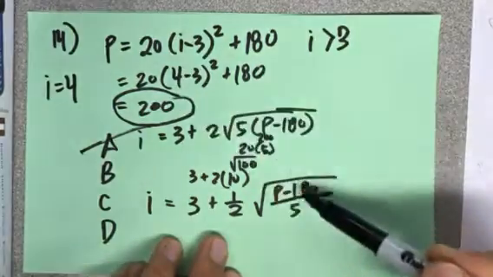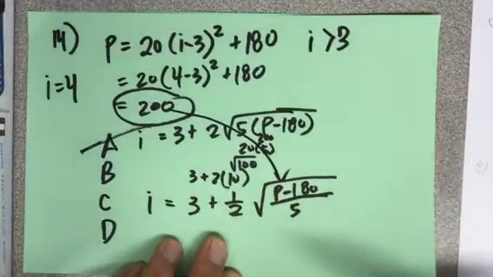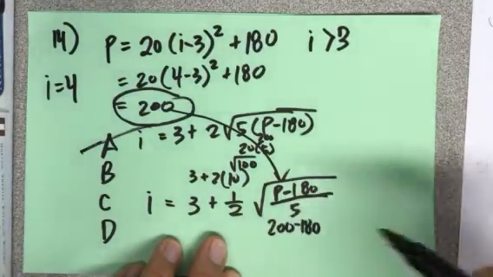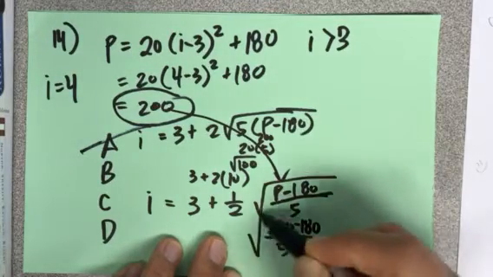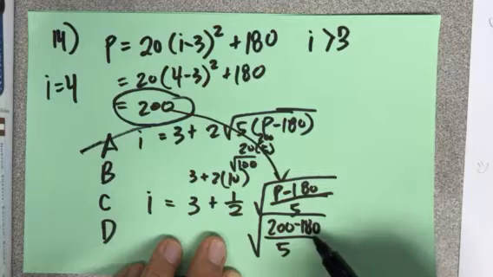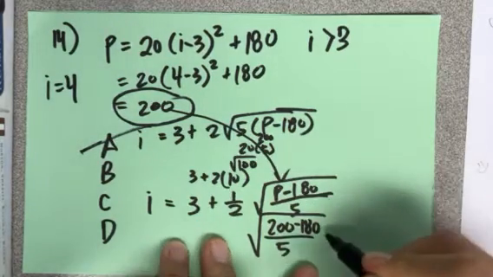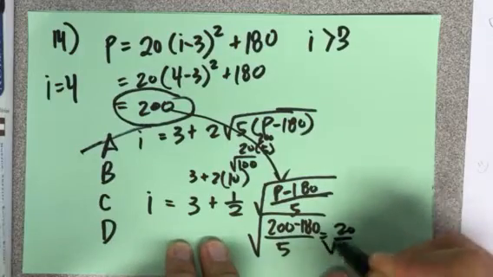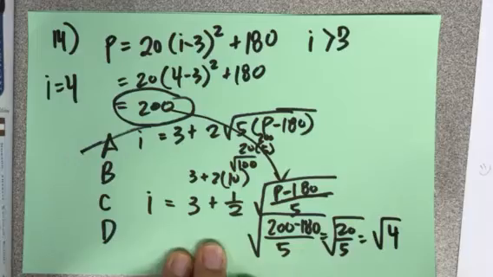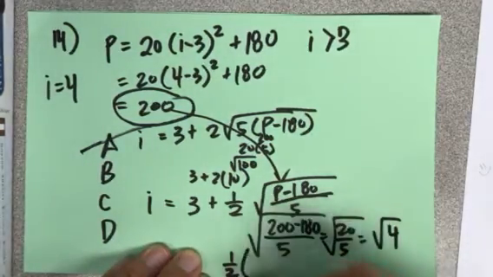P is 200. You take 200 and you plug it in right there, okay, into the P. So 200 minus 180 over 5 square root, that's 200 minus 180 is 20. 20 over 5 is 4. Okay, so this equals 20 over 5. And that's going to equal square root of 4. What is the square root of 4? It is 2, right? So there's already a half here. So it's going to be multiplied by 2.